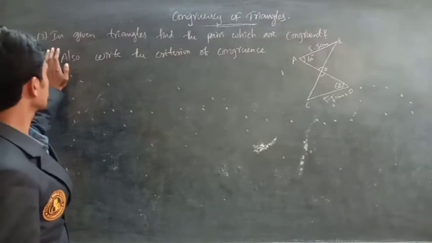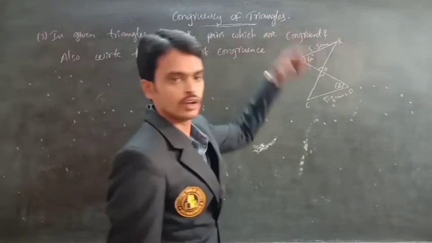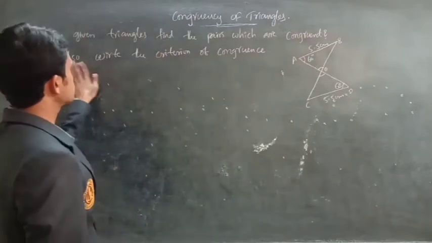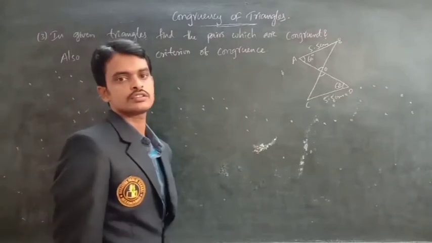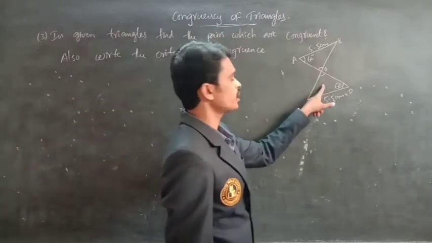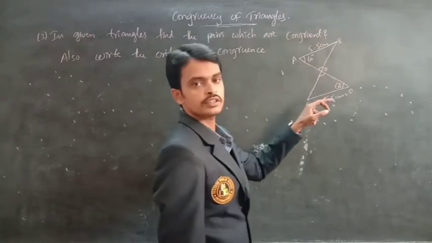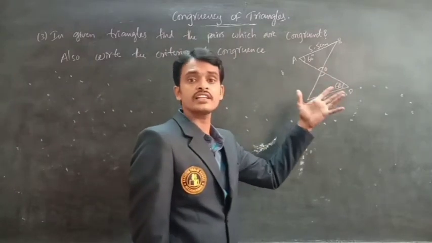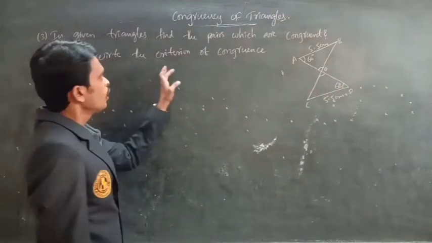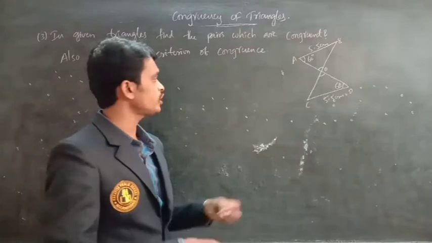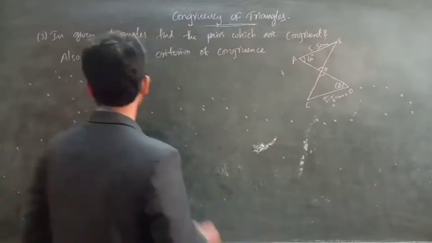Third problem. In the given triangles, find the pairs which are congruent and also write the criterion of congruence. So in these two triangles, which pairs are congruent? That is, which sides and angles are congruent, and we should also write according to which criterion these two triangles are congruent. So, solution.